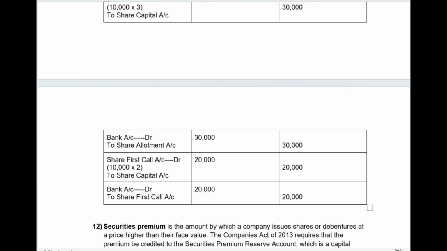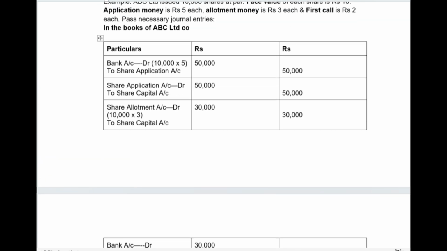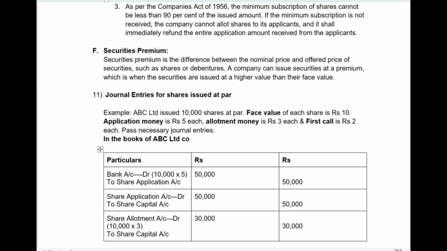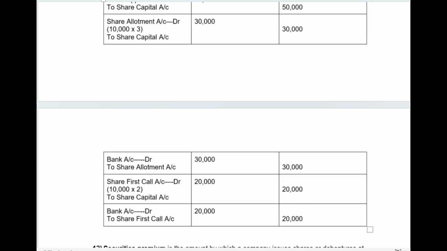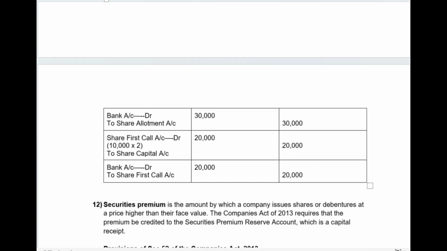And secondly, after a gap of another 1 month or more, the company is collecting its first call money. So the first call account should be transferred to the share capital account. That is, the entry will be share first call account debit. The amount will be 10,000 shares at the rate ₹2 each. Here, since there is only one call, the first and final call, I forgot to mention that. It will be share first and final call account debit to share capital account 10,000 into 2, that is 20,000.